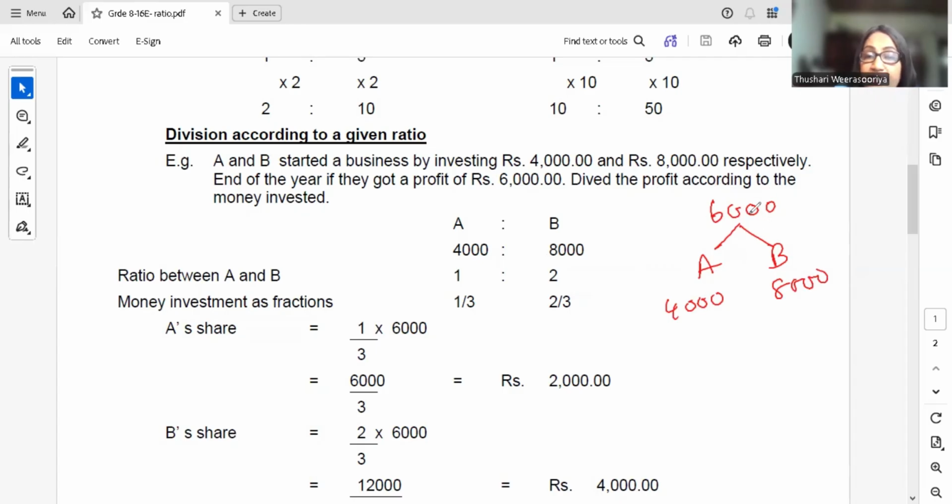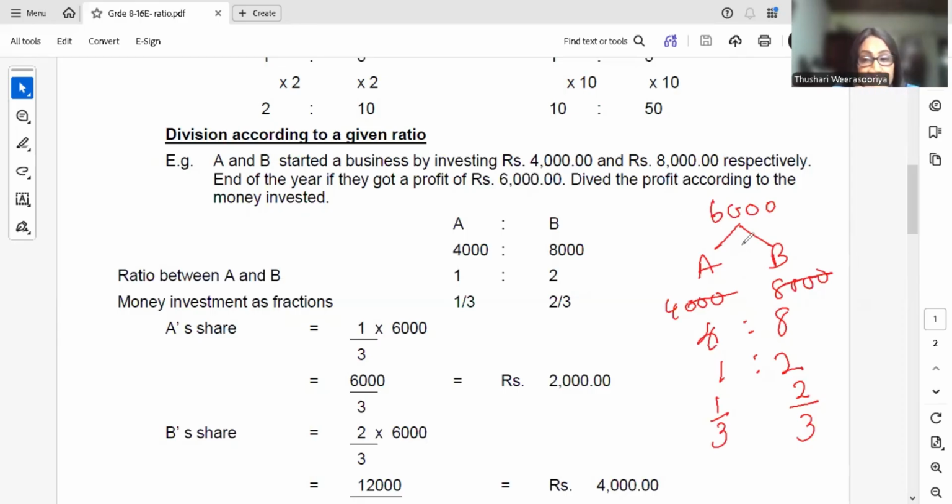If we divide this equally, that's unfair for B, because B has put a lot of money and A has put half of that. So we have to find the ratio first. What they have invested. 4 is to 8, that is divided by 4. 1 is to 2. Now we see what is A's fraction. You add this, that is 3, 1 over 3. B's fraction, 2 over 3. Got it? A's fraction, B's fraction. That's what you have to do.